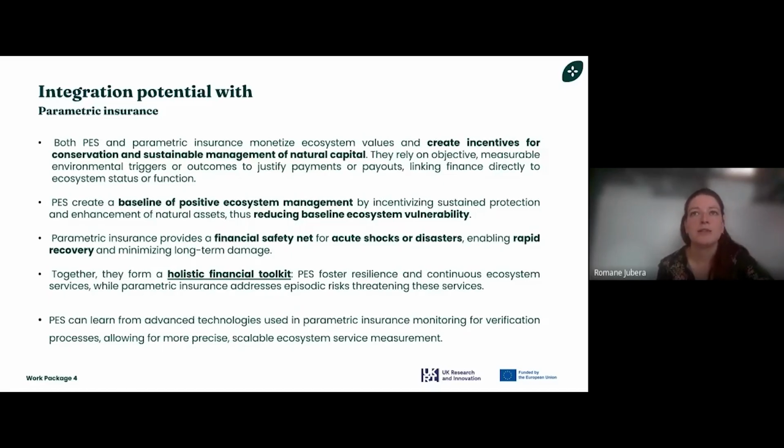So in the end, together they form a holistic financial toolkit. Payment for ecosystem services would foster more resilience and continuous ecosystem services, while parametric insurance addresses more episodic risk, strengthening these services. Of course, PES can learn also from advanced technologies that are currently used in parametric insurance monitoring for verification processes, allowing for more precise, scalable ecosystem service management.